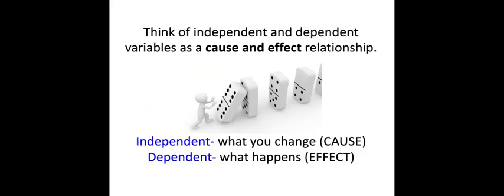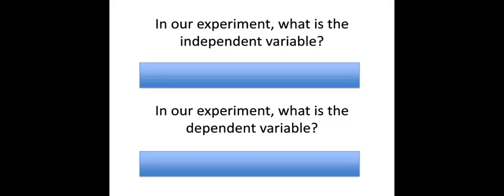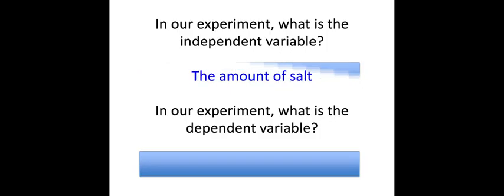So think of the independent and dependent variables as a cause and effect relationship. Independent, what you change, is the cause. The dependent is what happens, or the effect. In our experiment, what was the independent variable? What was the thing that the scientist or you changed? Which was the amount of salt.